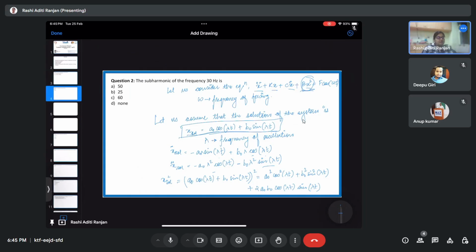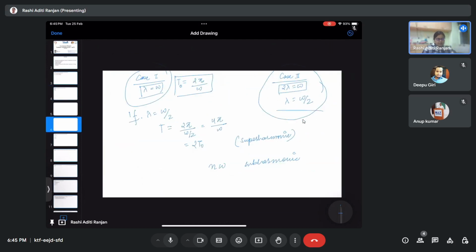So now the question says that the subharmonic of the frequency 30 hertz is, answer is going to be nothing but C. Okay, I hope this is clear.